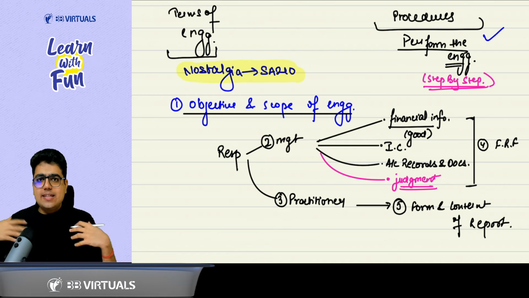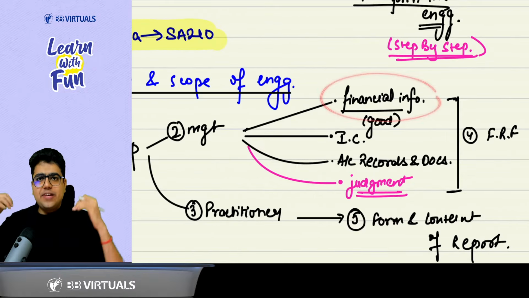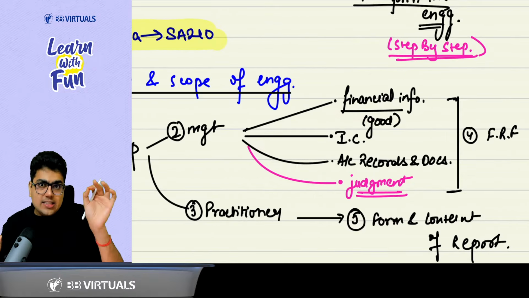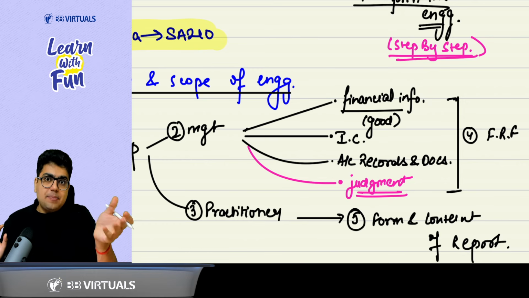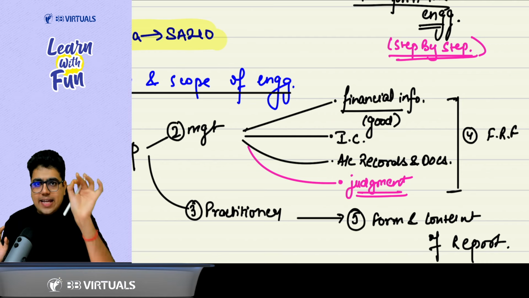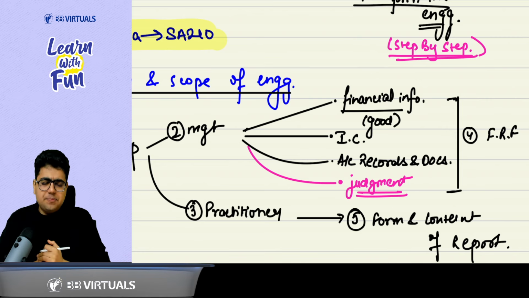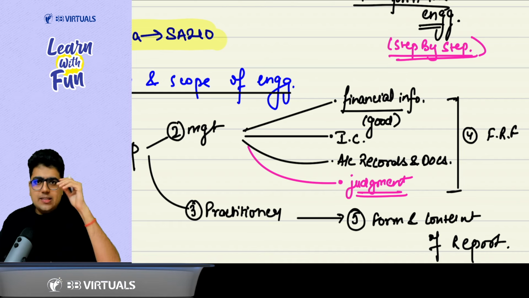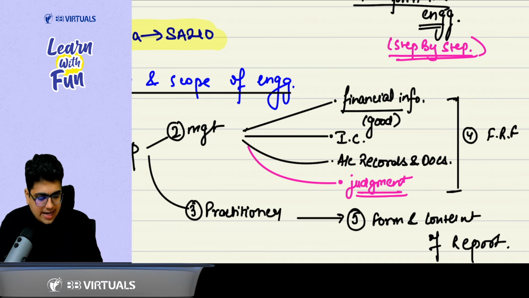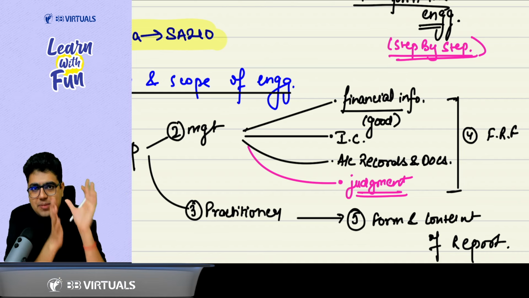Management's responsibility is to provide the financial information that the practitioner is required to compile. So how will it do that? It will make sure proper financial information is available, and that this financial information is free from material misstatement. So it will have to design, implement, and maintain internal control, DIM of IC, to make sure the financial statements are free from material misstatement. Along with this, they have to provide the necessary records, documents, information, explanation, and judgment. Without judgment, the financial statements will be impossible.